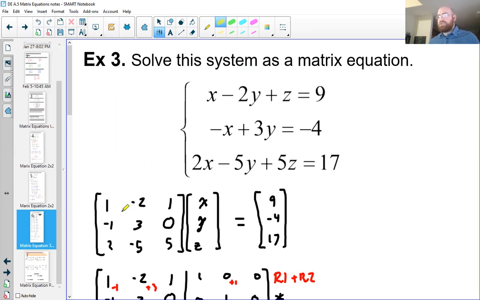We wrote a matrix, the variable matrix, which is x, y, z, and then the solution matrix, 9, -4, 17. Of particular note, because our second equation does not have a z variable, the coefficient of z is understood to be 0.